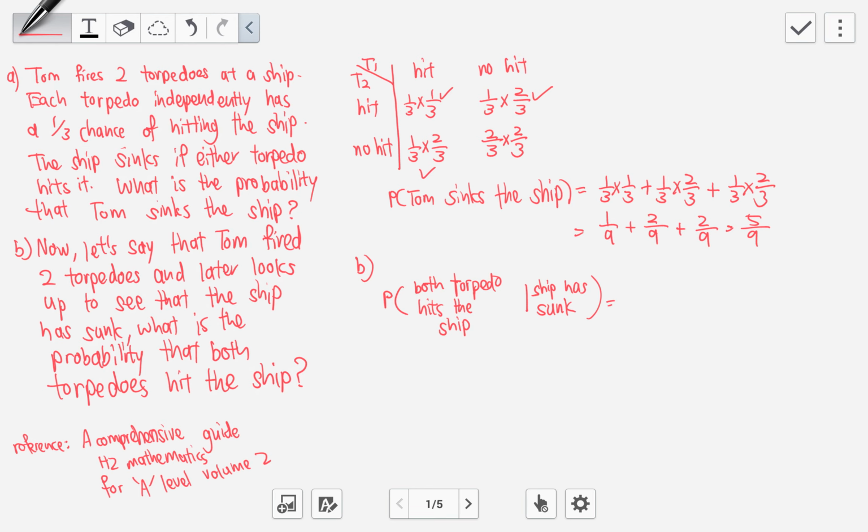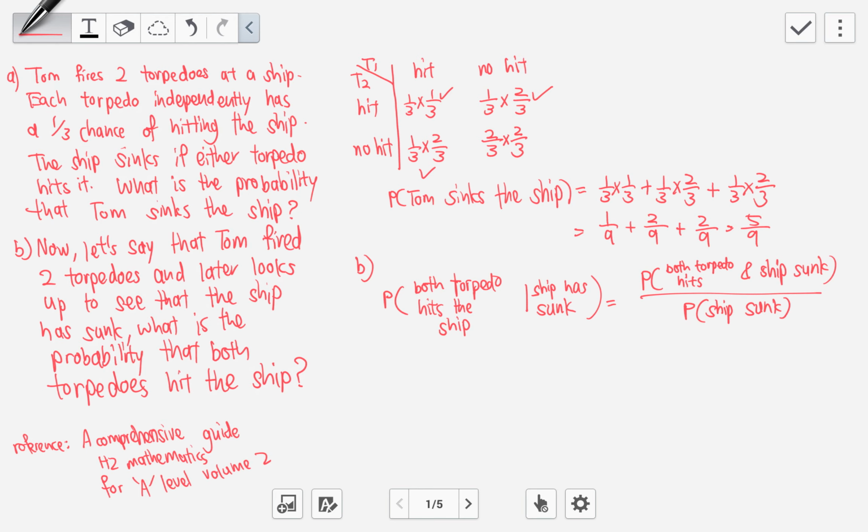That means we would take the probability that both torpedoes hit and the ship sunk, over the probability that the ship sunk.